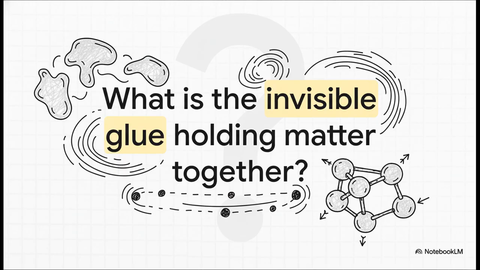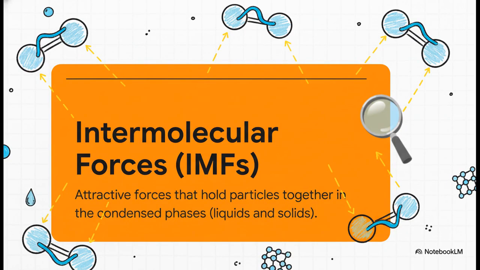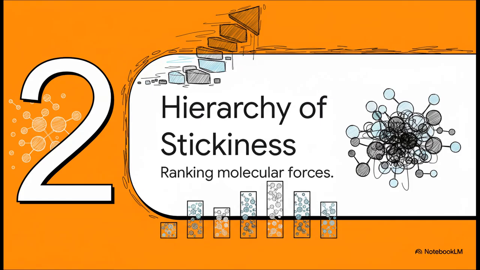What is this invisible glue? What are these forces of attraction that create liquids and solids, what chemists call the condensed phases of matter? And here it is. The answer is intermolecular forces, or as you'll often hear, IMFs. Now, it's super important to get this straight. These are not the super strong covalent bonds holding atoms together inside a single molecule. Nope. These are the weaker but incredibly important forces of attraction between different molecules. They are the glue.